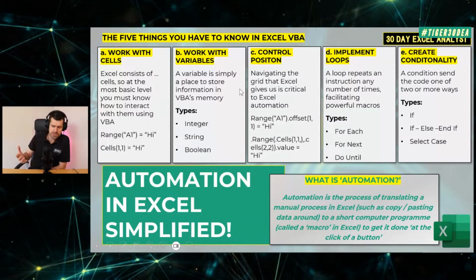So automation, the 4th area of Excel practice. Automation is the process of translating a manual process in Excel, such as copying and pasting data around. How many professionals right now across the world are doing that in Excel? And can you imagine if they knew about automation in Excel, a short computer program called a macro to get it done at the click of a button? Automation in Excel, and this means Excel VBA.